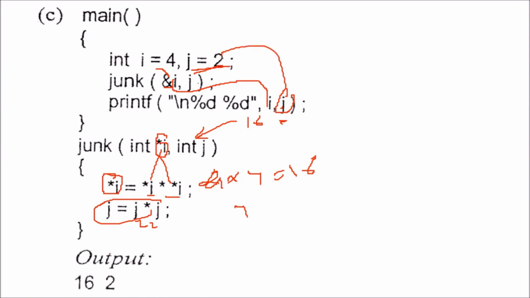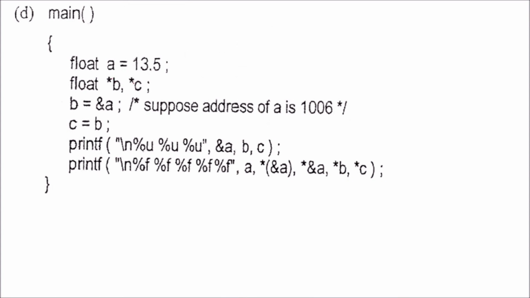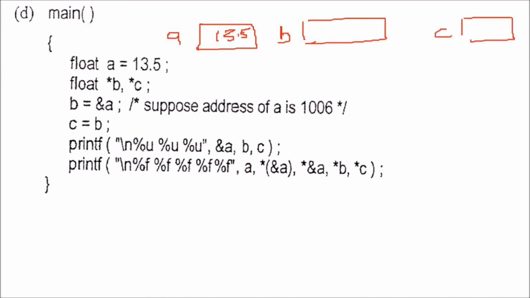So this will be 16 2. A is 13.5. This is star B, star C. Let me show you like this. This is A, it has 13.5. Now we have B, this is B, okay? This is B, and this is also C. Now B is having the address of A, so B is assigned the address of A.